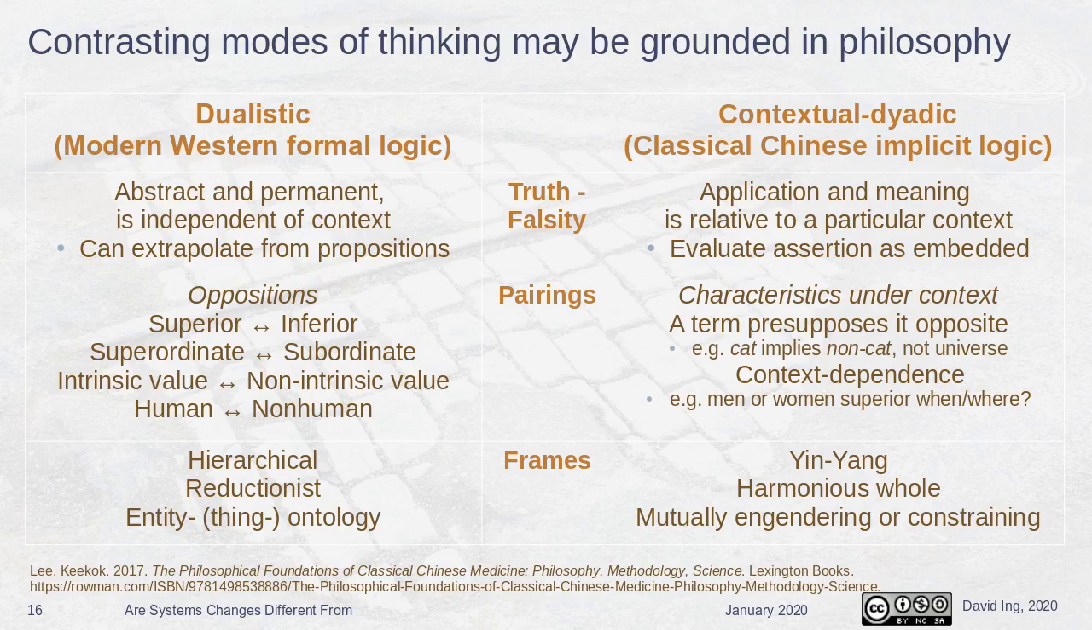Dualistic logic, which is modern Western formal logic, is abstract and permanent, independent of context. We are looking for universals. So when you think about physics and where Western science comes from, a lot of it is building up from physics. They start from the supposition that if we break things down into smaller and smaller parts, then when we build them up again, we'll understand them. As opposed to the contextual dyadic, classical Chinese implicit logic, which says the application of meaning is relative to a particular context. So in this case, we can't judge something without knowing the environment around it. We can't judge a system without understanding the environment as well.